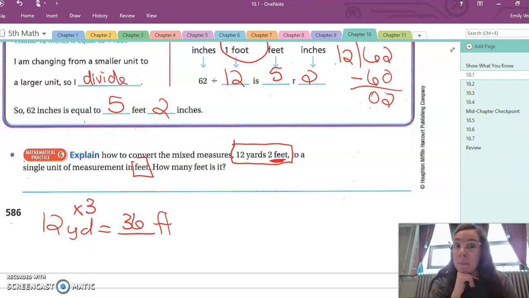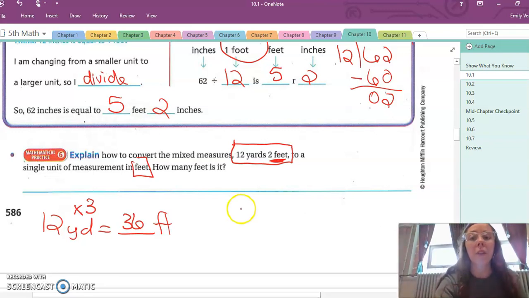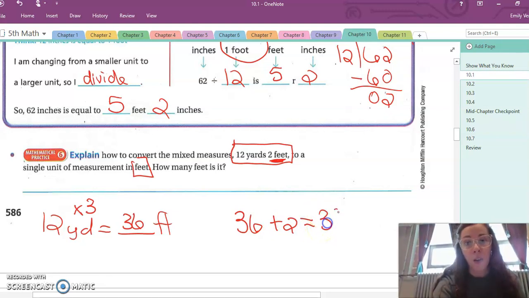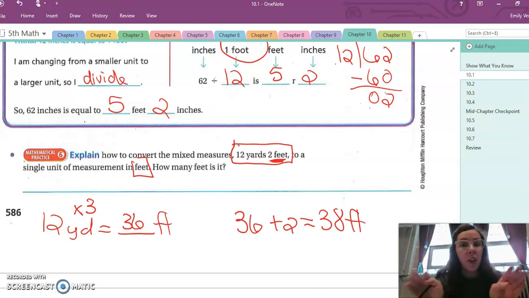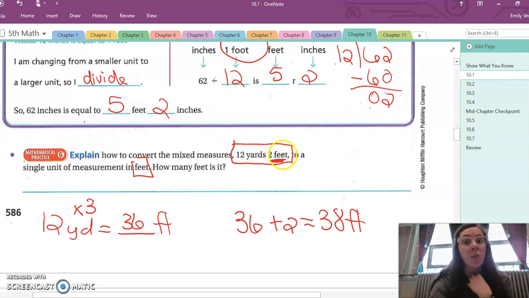If you said Adam, you're spot on. So I have 36 feet plus 2 feet, which gives me a total of 38 feet. Okay, so whenever you have a mixed measure like this, you have to choose which unit to turn everything into. It's usually easier to turn everything into the smaller unit just because, remember, the smaller unit in a mixed measure is usually the leftovers.